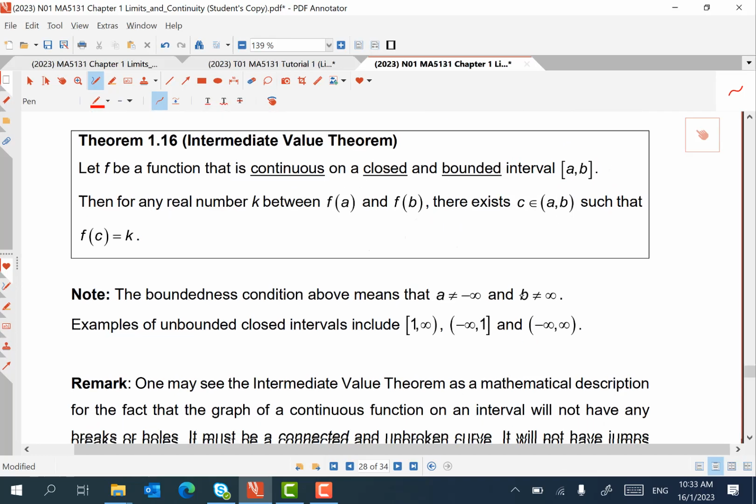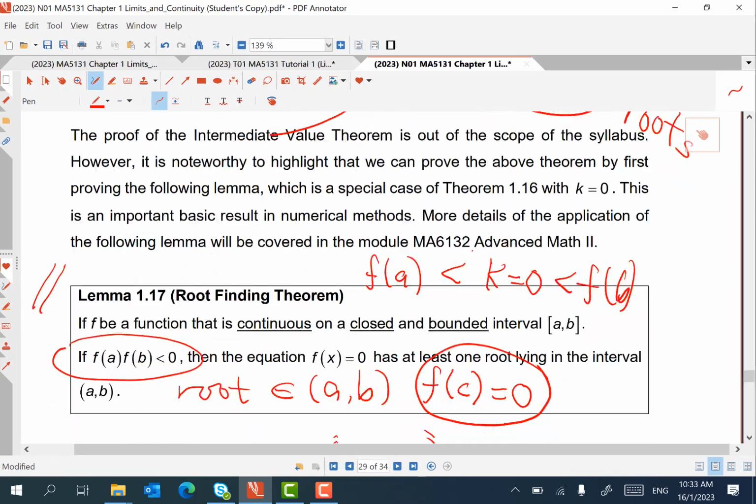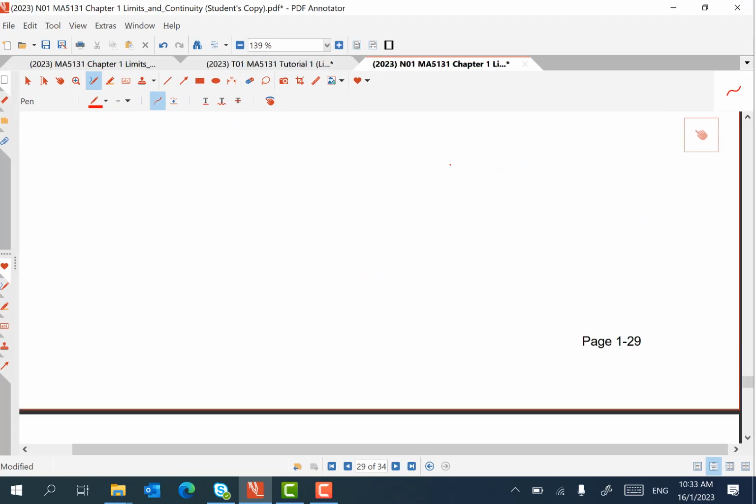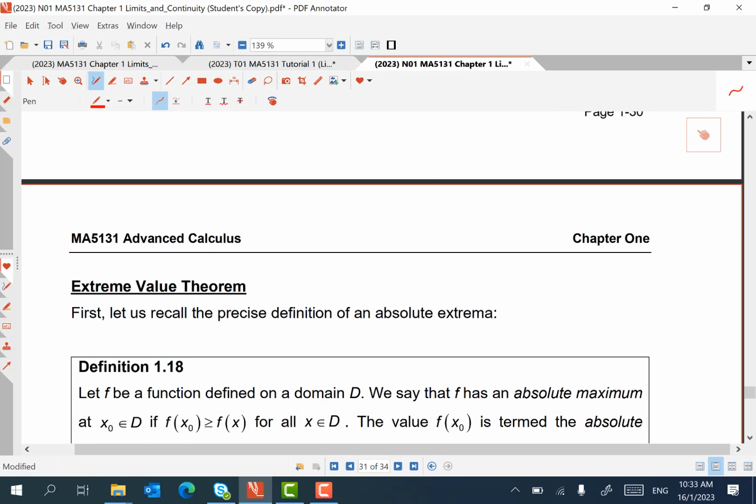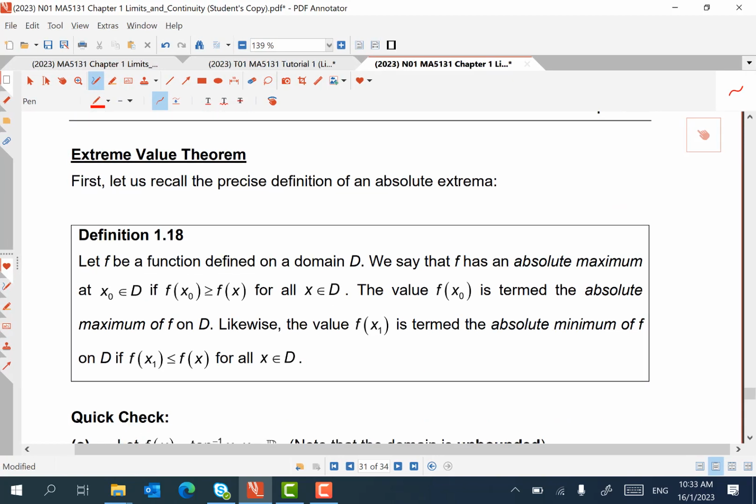In the case of the EVT, I want to assure you that the need for boundedness is more explicit, because in the case of EVT, if your interval is not bounded, say like that, like that. If you have a graph that's like this. Say for example your graph is like this, for example.